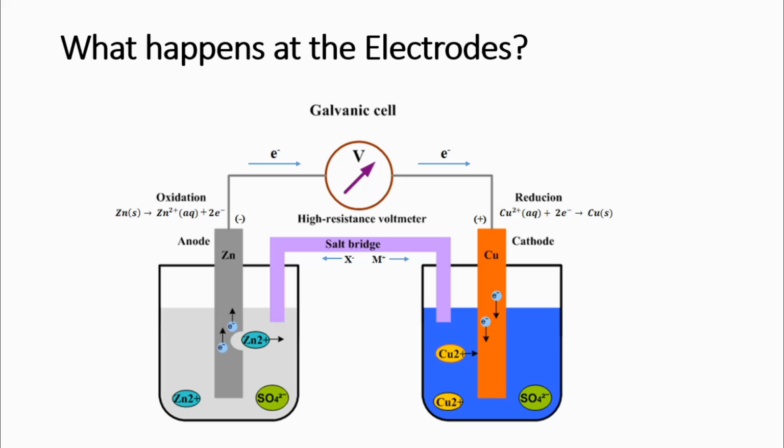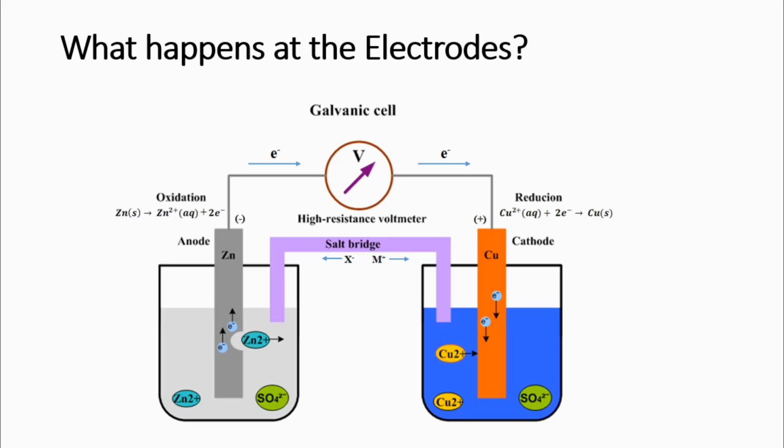So the cathodic solution becomes net negative, whereas the anodic solution becomes net positive. That's an issue. Cathodic solution net negative, anodic solution net positive. That's a problem. How can such a problem be solved?